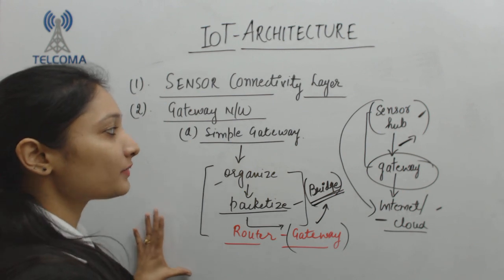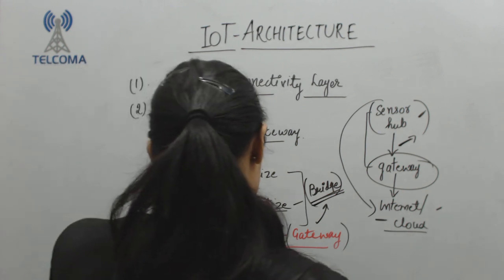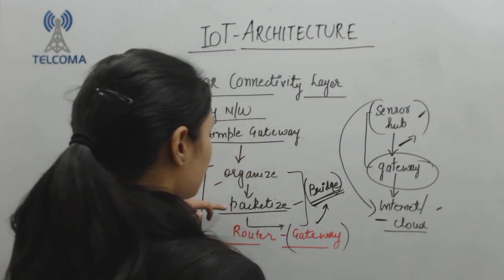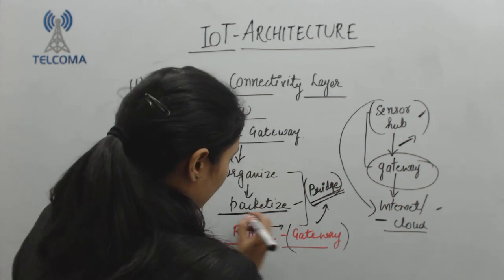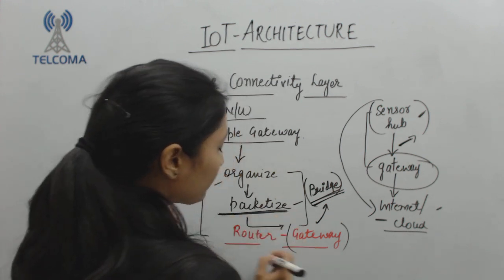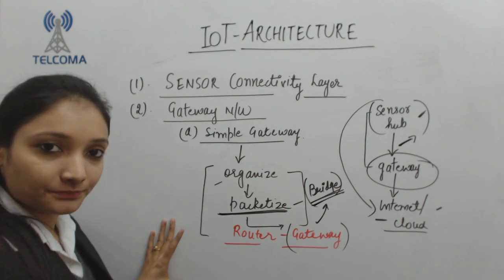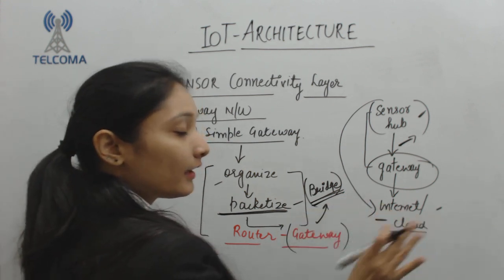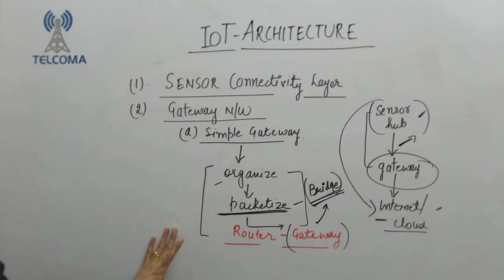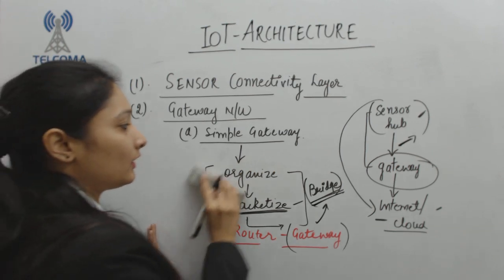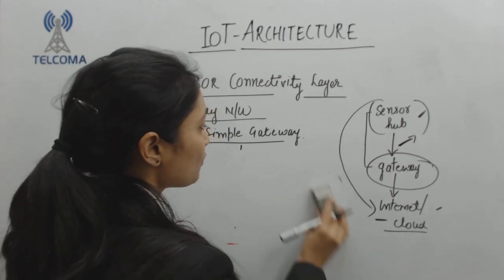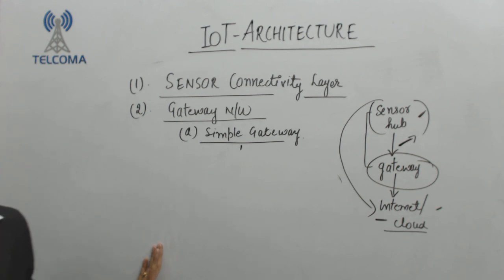So this is how your simple gateway works. It simply organizes your data, packetizes it and then forwards it to your analytics layer. Now above that we have embedded control gateways also.